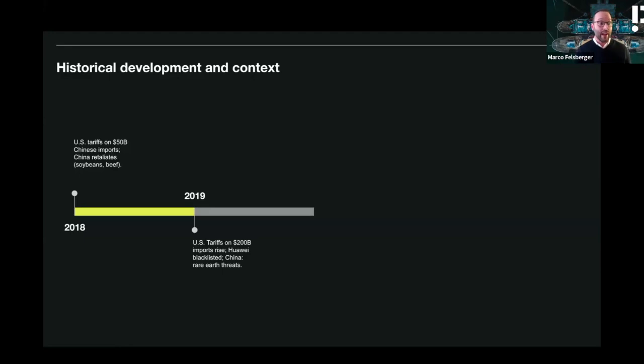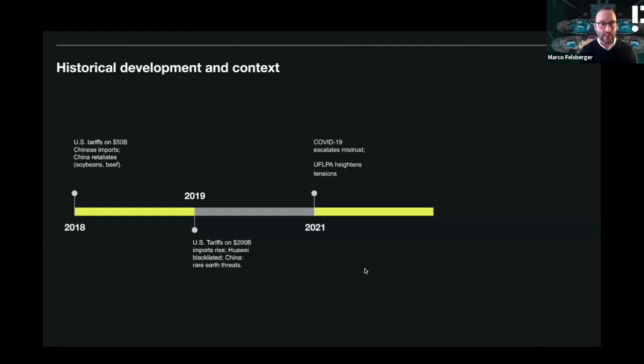China reacted in the way that they said, okay, we will ban rare earth materials. Back then already, they didn't enforce it like they did now. But again, you see, it's the kind of tit for tat we're looking at.